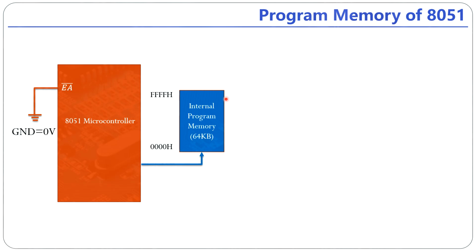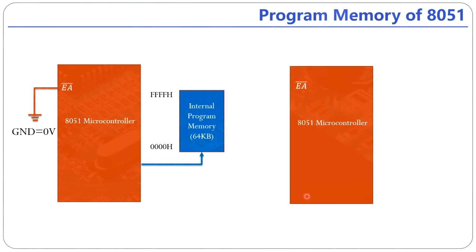So the addressing of this memory is 0000H to FFFFH. Okay. In the same thing we can use here the 5 volt supply put here in the EA. EA is nothing but external access. Okay.